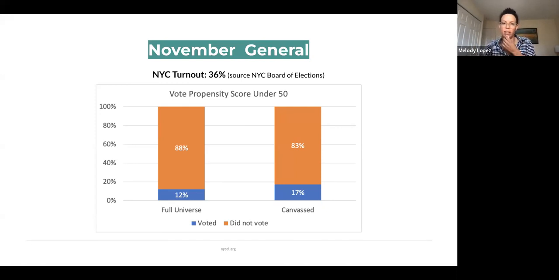So to have, even in this aggregate context, a 5-point differential between folks who were contacted and folks who weren't is quite remarkable, given how difficult it is to move folks on this end of the spectrum of vote propensity. But any questions about this?